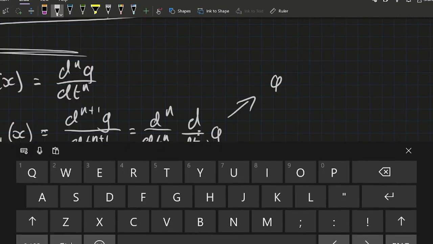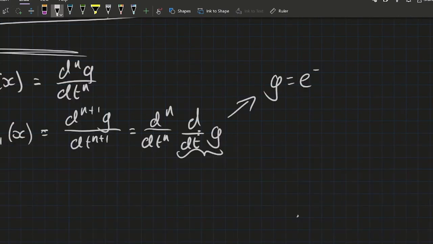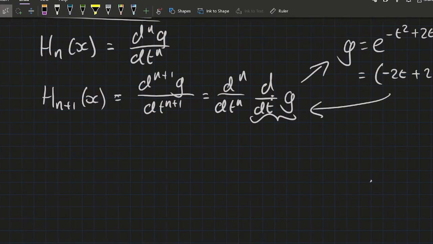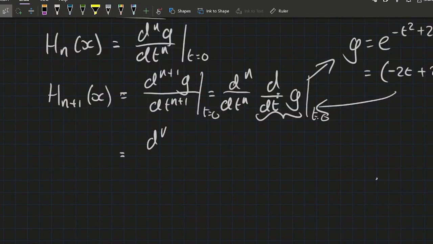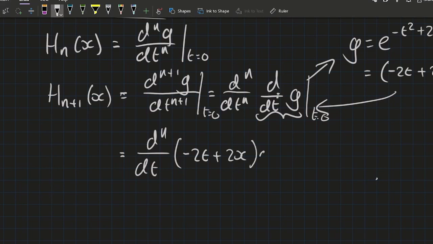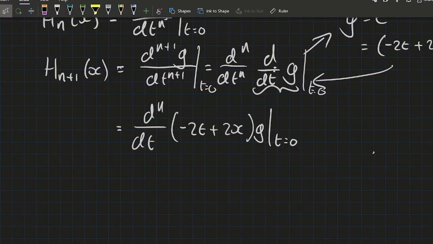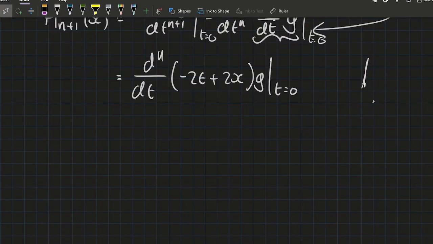So remember, the generating function is equal to e to the minus t squared plus 2tx. Therefore, the first derivative with respect to t is minus 2t plus 2x, all multiplied by g, which we can then substitute back into here and see what happens. Again, let's not forget that this is evaluated at t equals 0. So this is the nth derivative with respect to t of minus 2t plus 2x multiplied by g, evaluated at t equals 0. We've not yet come up with an explicit form, so don't just go sending this bit to 0, because you will die. Let's work this out explicitly now.